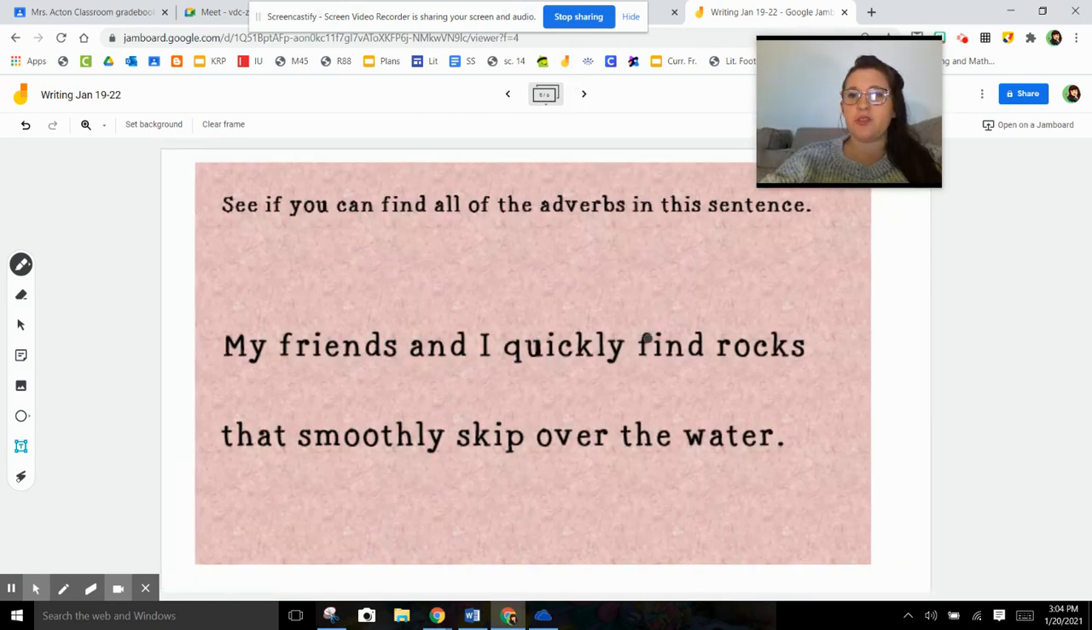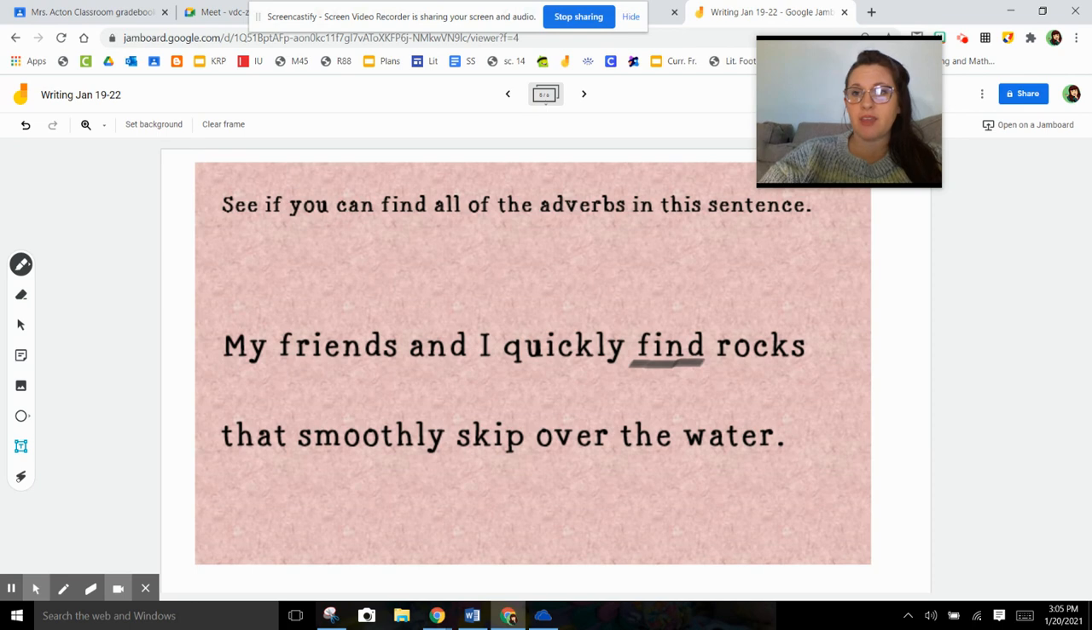All right, so the next one that you're going to do, and this one's probably the hardest, but I want to do this because I want to see how you can challenge yourself to see what you really know about adverbs today. So I want you to see if you can find all the adverbs in this sentence. It's a long one, and there are many adverbs. But the first thing that you're going to do to help you is find the verbs, so the things that are action words that are showing something's doing. So it says, my friends and I quickly find. I want to stop at the word find. Find is a verb. It's something you can do.